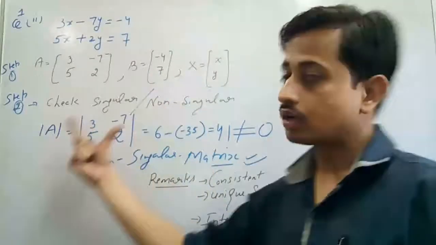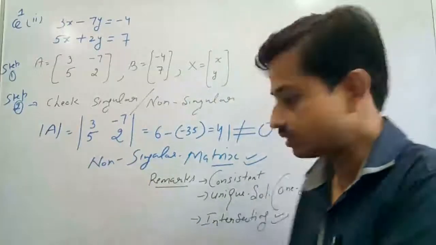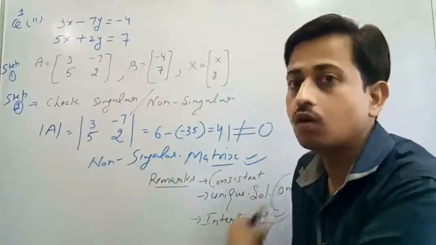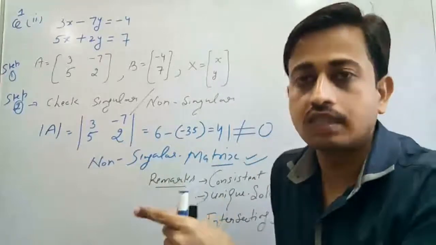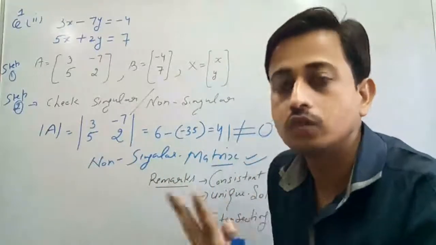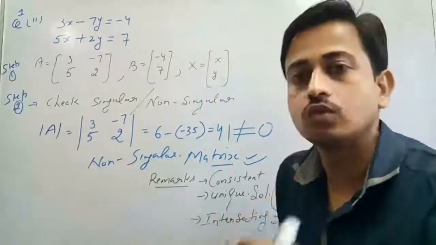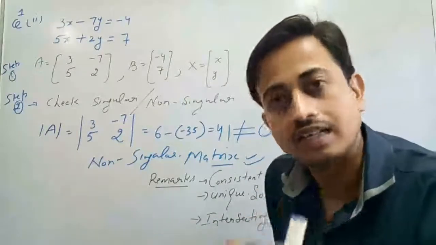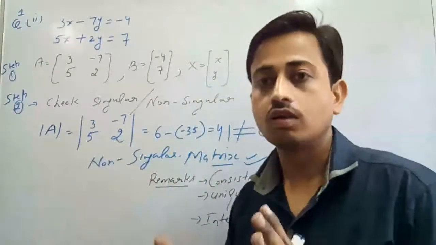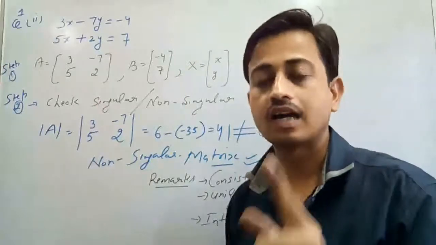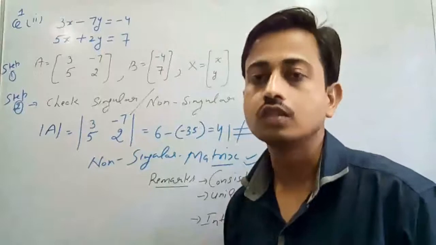Now if you confirm your matrix is non-singular, then you get these points. You have to learn all these points, and I will further write all the conditions that we have to follow to find out the unique solution, infinite solutions or no solution. So if you get determinant not equal to 0, it means you definitely get only one solution, which is also called a unique solution.